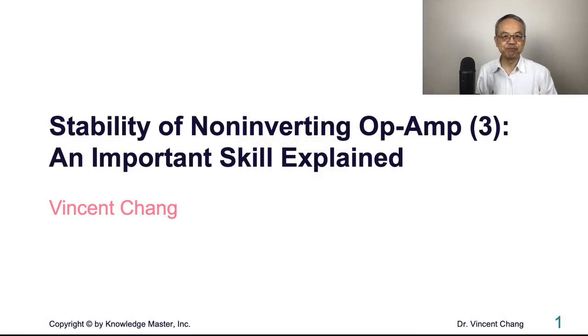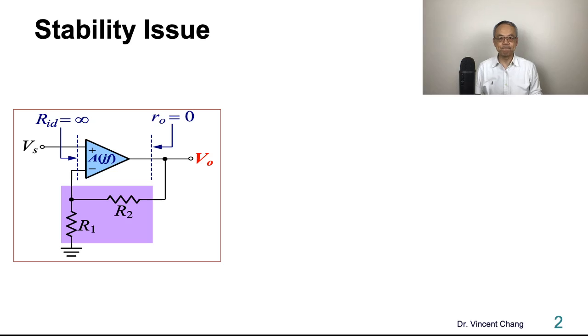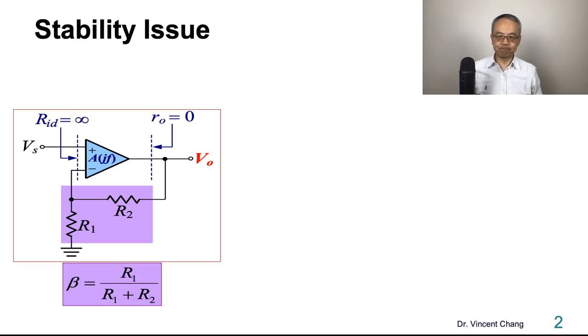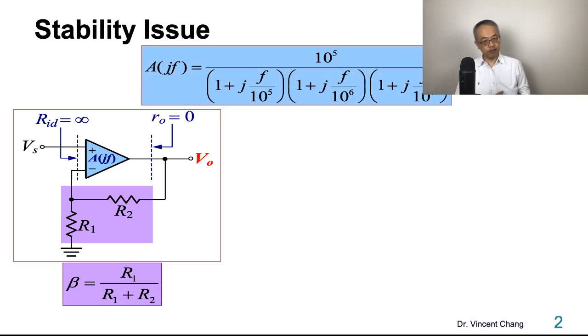Finally, with several foundations we laid out in the previous two lecture videos, it's time for us to investigate the stability of the non-inverting operational amplifier. Stability of non-inverting operational amplifier, important skill explained. Stability issue for the non-inverting amplifier. Make sure you know how to calculate beta of the series shunt feedback.